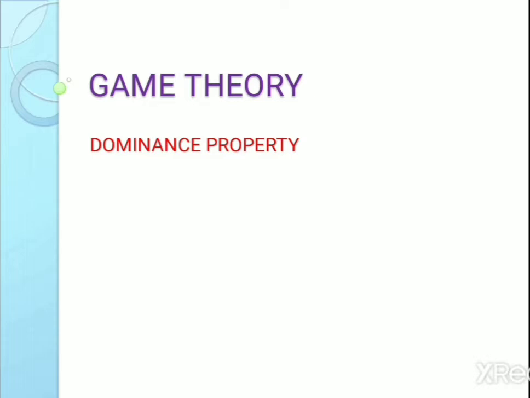Today we are going to see the dominance property. Suppose the matrix is of the form 3 by 3, or 3 by 4, or 4 by 3, or 5 by 5, anything, you have to reduce the matrix to a 2 by 2 matrix. Then only we can apply the mixed strategy formula. So the dominance property is used to reduce the matrix to a 2 by 2 matrix. So now we have to come to the class.